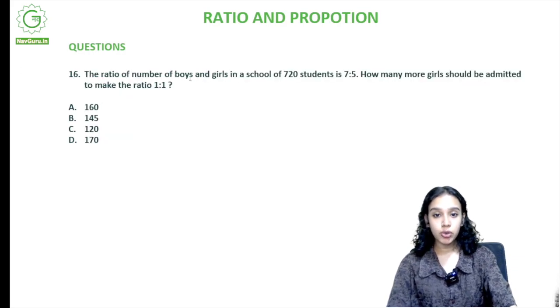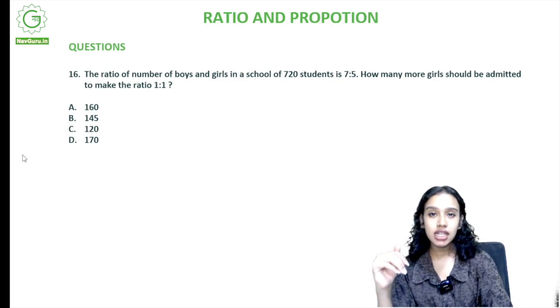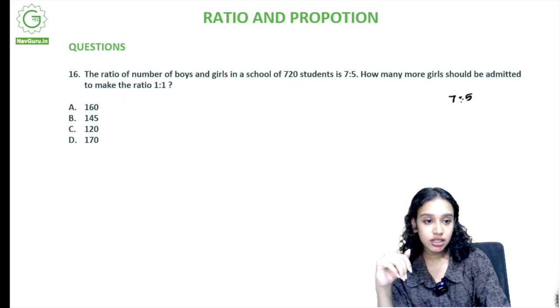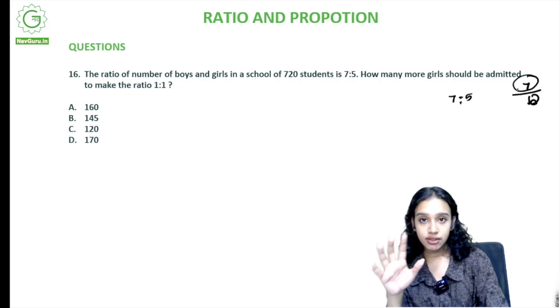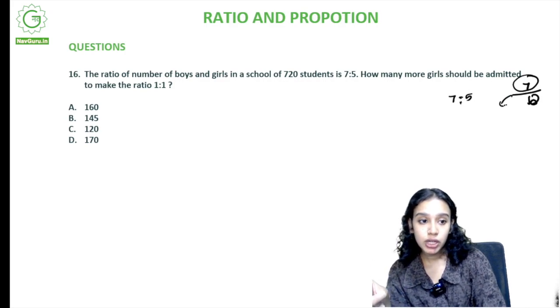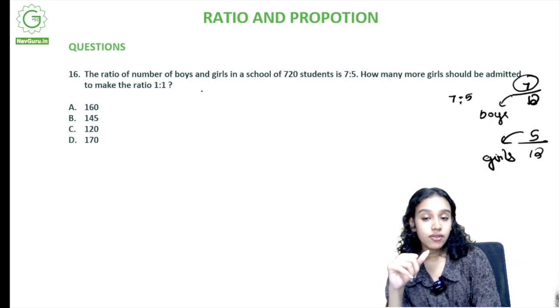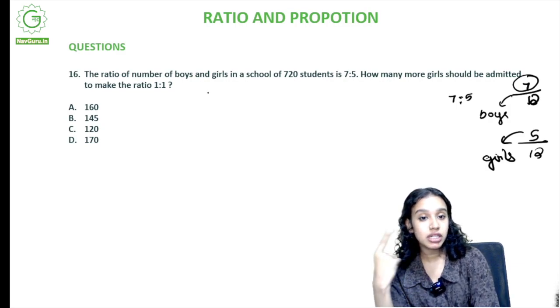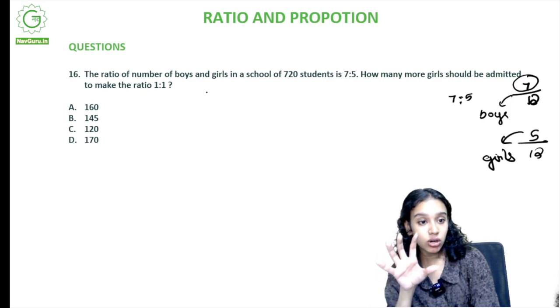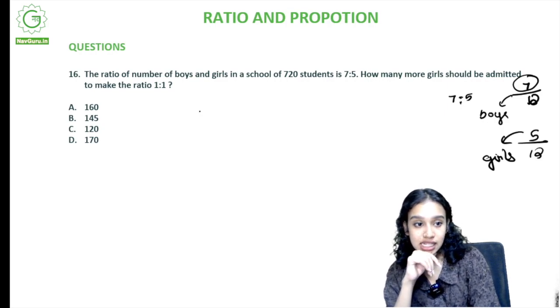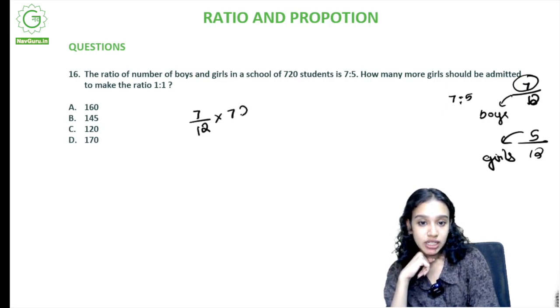Now, the ratio of number of boys and girls in a school of 720 students is 7 is to 5. How many more girls should be admitted to make the ratio 1 is to 1? So basically in this question, the ratio is 7 is to 5 here. That is, out of 12 parts of students, if we are taking 12 students, 7 of them are boys and 5 of them are girls. Okay, so the question is, how many girls should be admitted to make the number of girls equal to the number of boys, right? So let's see what is 7 by 12 of 720.